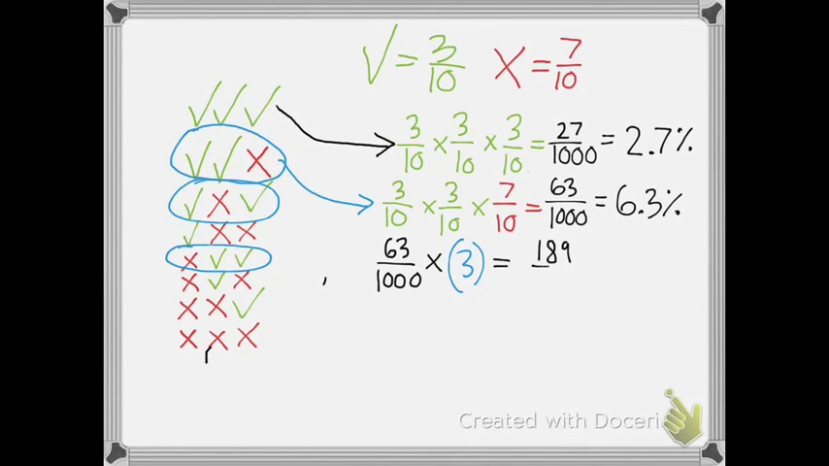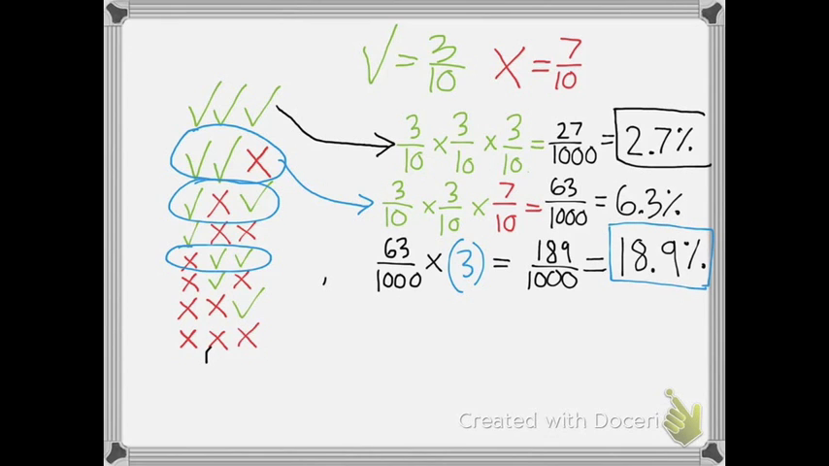And once we get that answer, we should get 189/1000, which should give us 18.9%. So let's go ahead and box this, since this is our final answer for that. And we'll also box our first answer for all 3 checks, which is 2.7%. And the reason why that one is correct is because out of all the outcomes, there's only one where you would get all 3 makes. So we don't have to do anything special on that one.